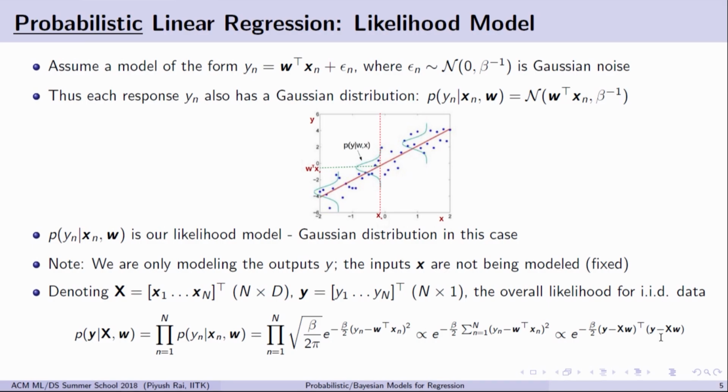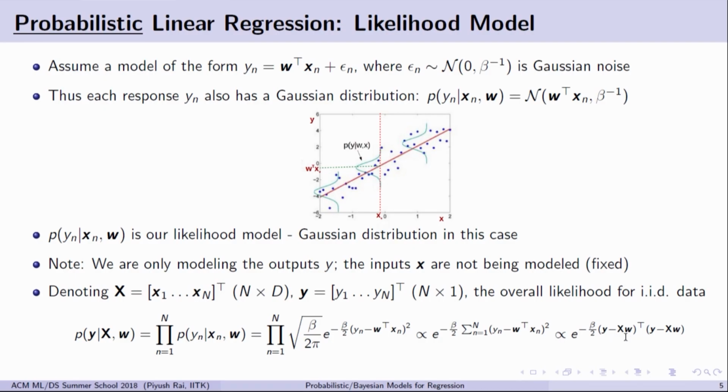As compared to the previous lecture where we were only dealing with scalars, here we are dealing with matrices and vectors. I hope the matrix-vector notation is not too unfamiliar. This expression is equivalent to the previous one, you can verify. y minus x times w is a column vector in n dimensions, so taking an n-dimensional vector transpose times an n-dimensional vector gives a scalar. So this is exactly the same. Our likelihood is proportional to e to the power minus beta by 2 times y minus xw transpose y minus xw. This is our likelihood model, again a function of w.